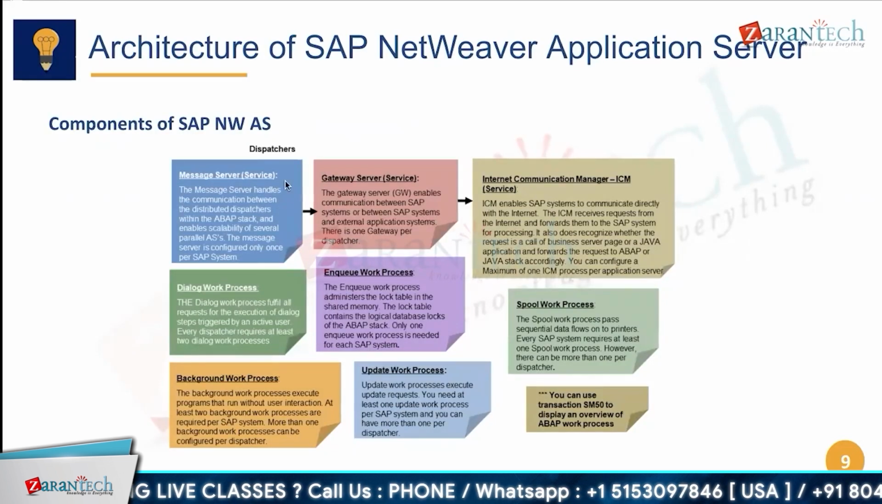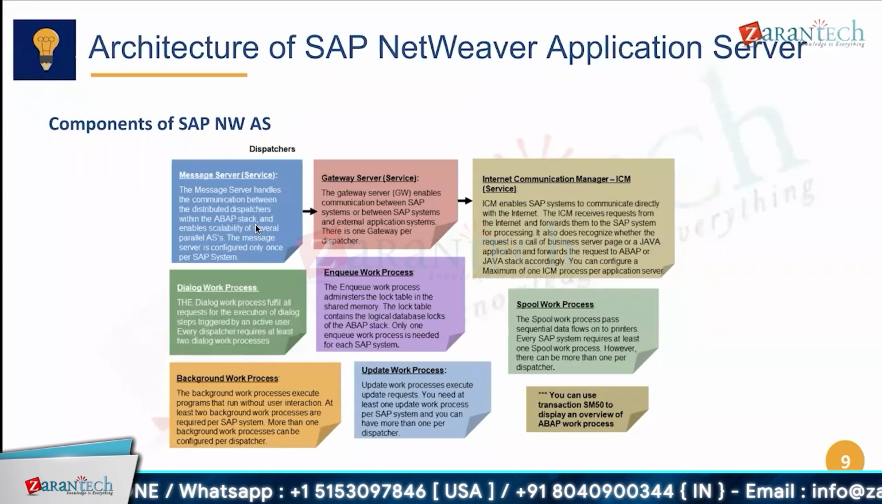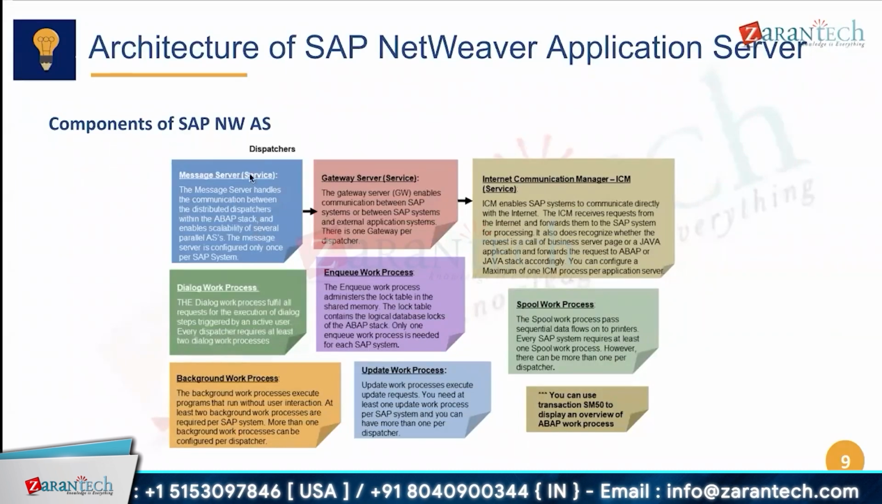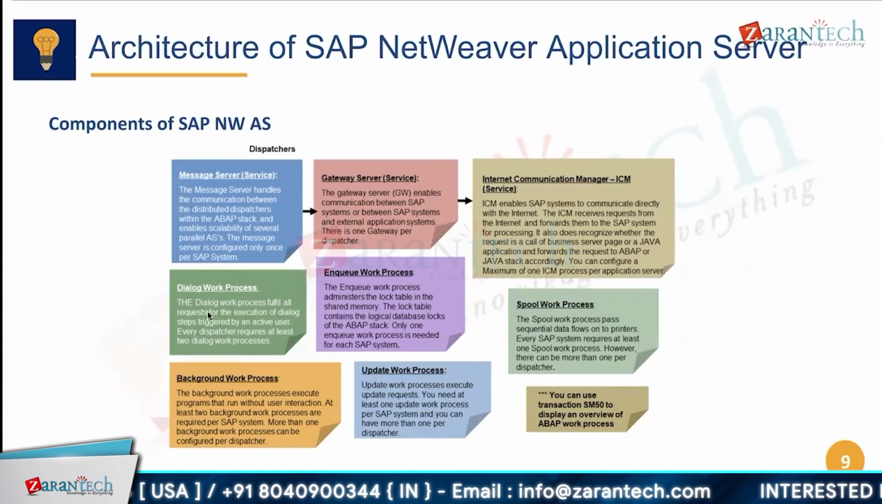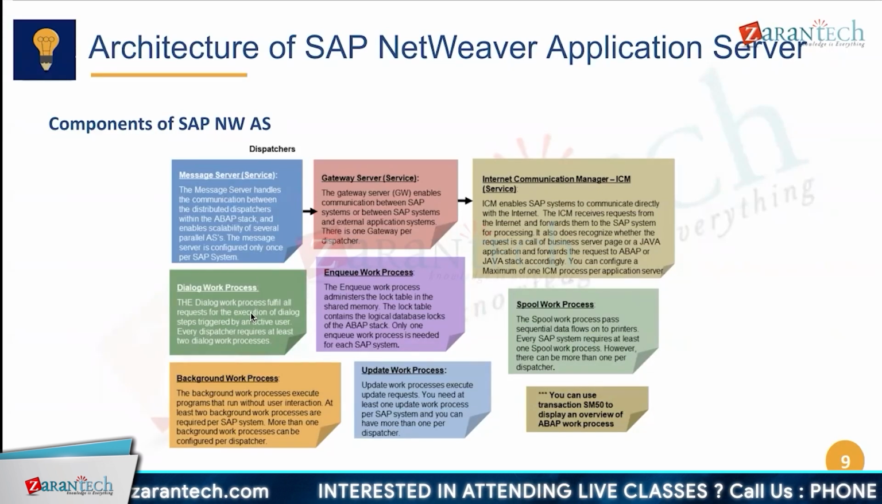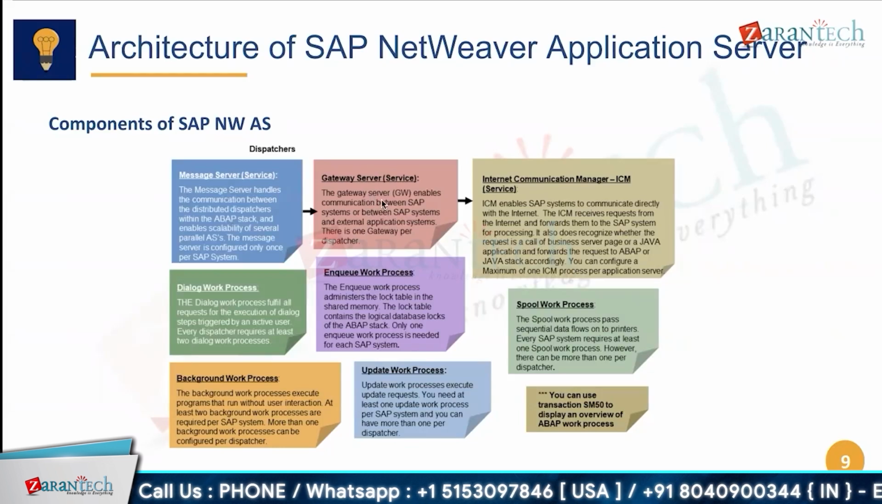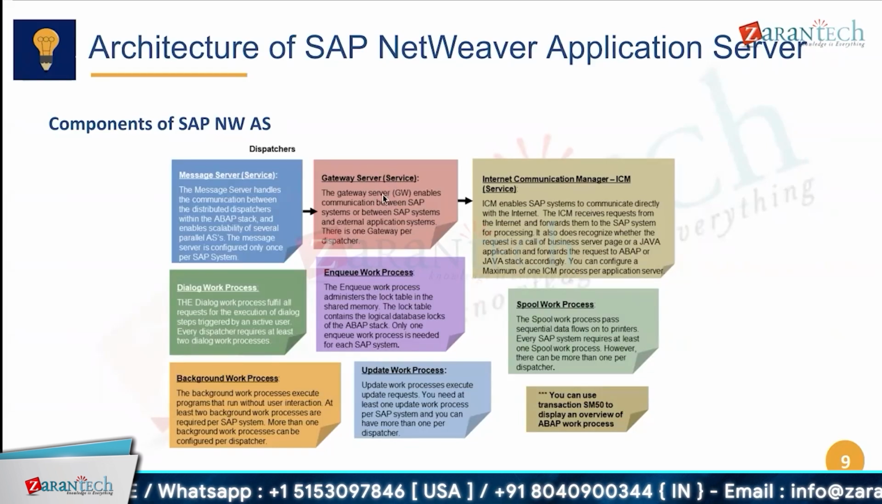Now you have some descriptions here. Message server, what will it do? Communication between the distributed dispatchers. This is a technical definition, but I have simplified things as I understood them. Message server will do the load balancing. Dialog work process will handle the requests, based on user transactions or simple updates or checks. And then enqueue, as I said, is a locking mechanism. And then the gateway service is between SAP systems, I mean system A to system B communication is through the gateway.